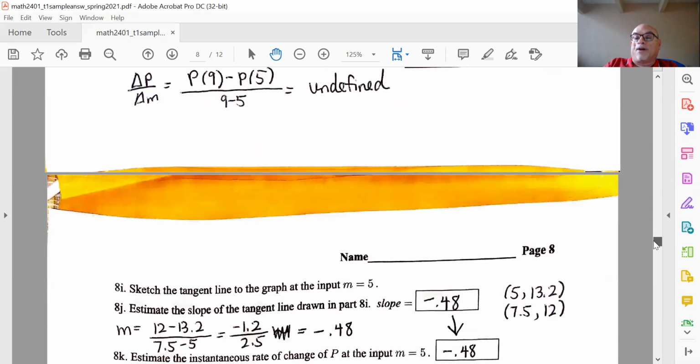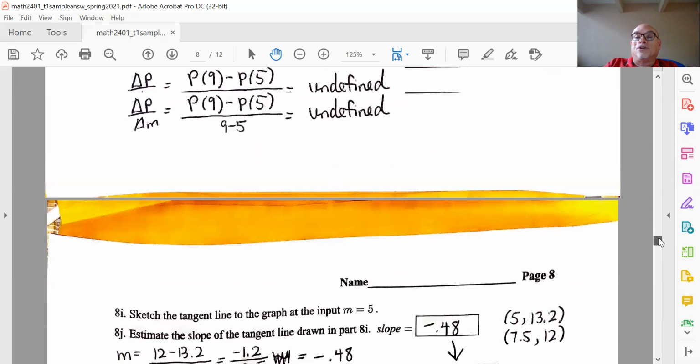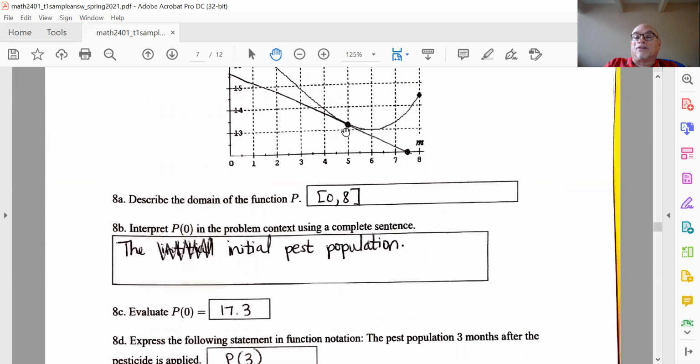So I picked the point 5 and 13.2. That's this point right here. So that's clearly on the tangent line. The x value is 5, and I estimated the output value as being about 13.2. And then I also used this other point, but you could have used other points on the tangent line, whatever is convenient for you. But make sure you pick points off of the tangent line if you're going to compute the slope of the tangent line.